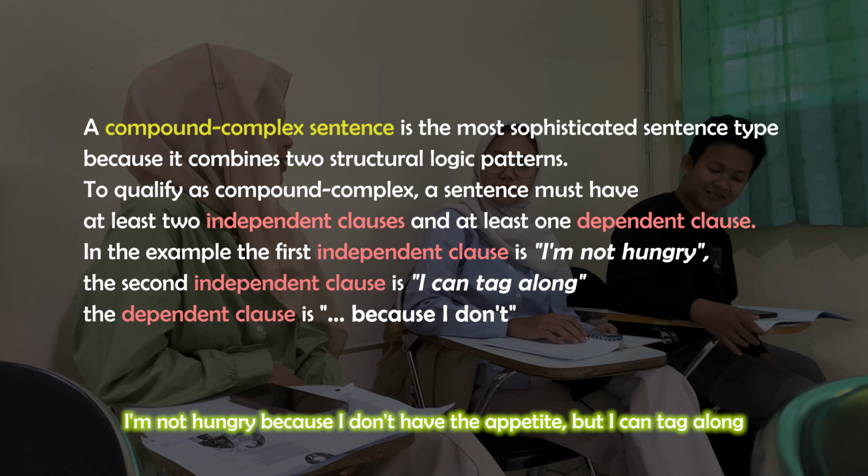A compound complex sentence is the most sophisticated sentence type because it combines two structural logic patterns. To qualify as compound complex, a sentence must have at least two independent clauses and at least one dependent clause. In the example, the first independent clause is I'm not hungry and the second independent clause is I can take along. And the dependent clause is because I don't have an appetite.